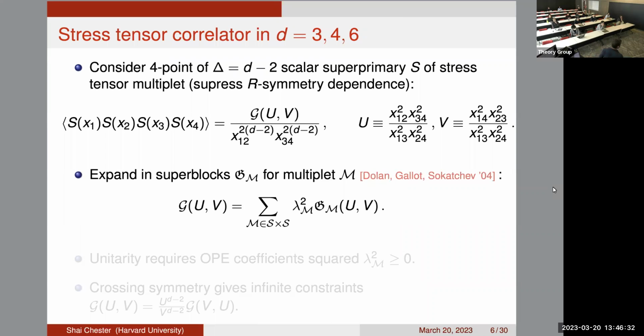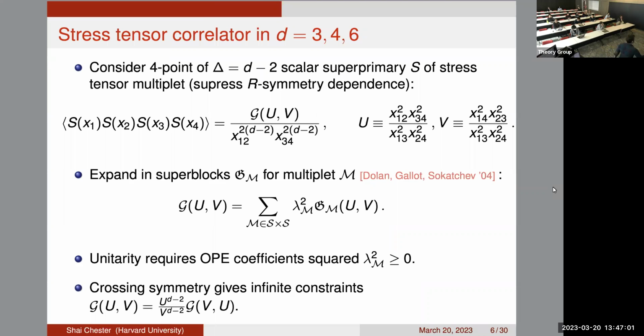By taking the OPE twice in this 4-point function, we can expand it in blocks. And because we have supersymmetry, these are superblocks. So you have a different superblock G_M for every supermultiplet that appears in this OPE, where the G_M are totally fixed by kinematics. And so some non-perturbative things we know about this 4-point function: first of all, unitarity requires that these OPE coefficients squared be positive, which will be useful for the numerical bootstrap. And then secondly, because we're working in Euclidean space, these operators commute. And so instead of taking the OPE of 1 and 2 and 3 and 4, which is what gave this expression, we could also take the OPE of say 1 and 3 and 2 and 4 or any other permutation. And so demanding that these different permutations be equivalent gives you what's called the crossing equations, which is an infinite set of constraints.